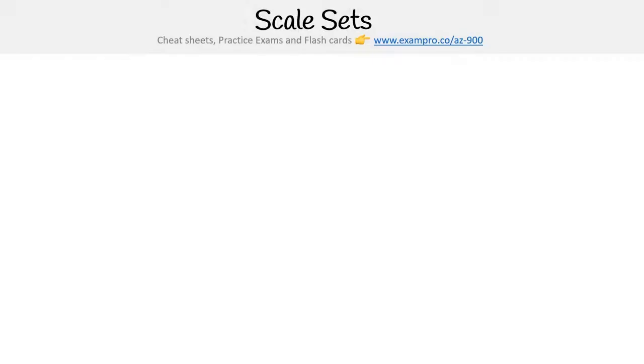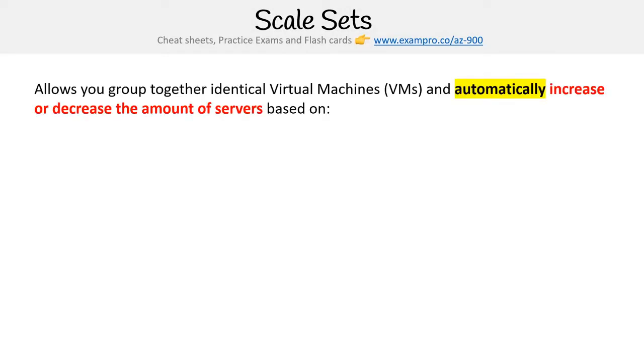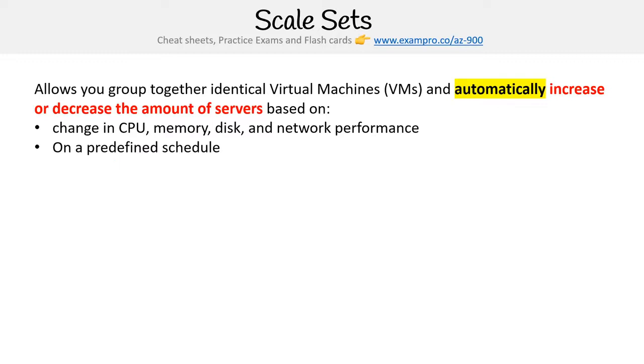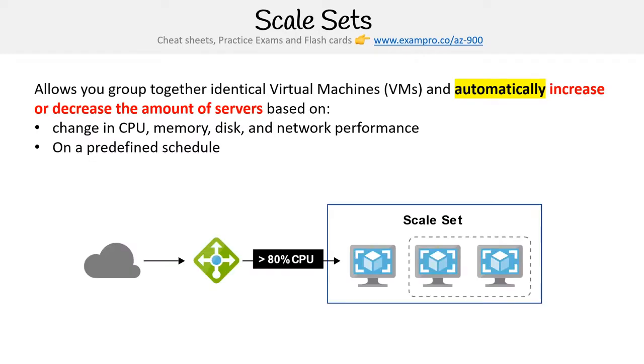Hey, this is Andrew Brown from Exam Pro, and we are looking at scale sets. And so this allows you to group identical virtual machines and automatically increase or decrease the amount of servers based on the change in CPU, memory, disk, network performance, or on a predefined schedule. So when we talk about elasticity, we're talking about using scale sets, the ability to automatically increase or decrease the amount of servers.